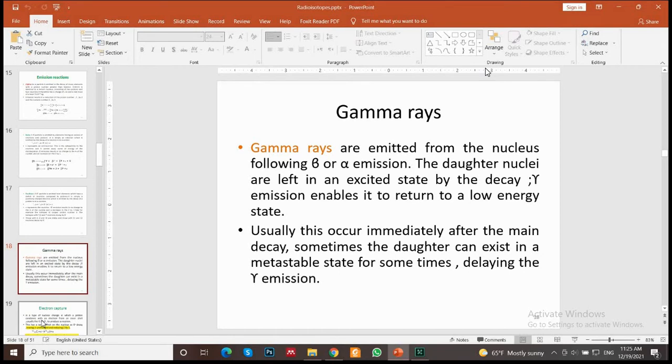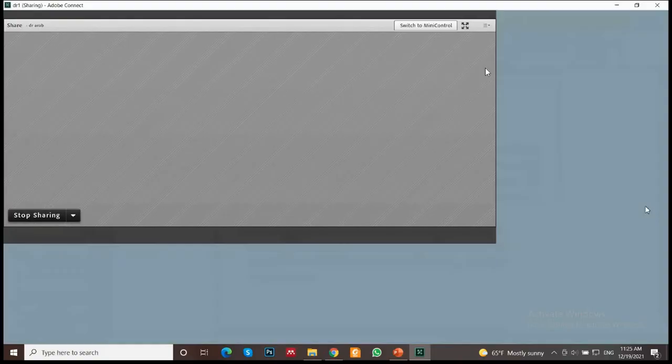Please pay attention that gamma radiation can occur in two situations. Immediately after the main decay, beside alpha and beta and positron emitters, and also when the daughter radionuclide is left in a metastable state. In a metastable state, the only emission is gamma radiation. Again, I can summarize all of the things that I said in this slide.